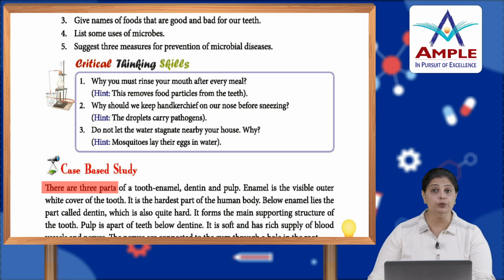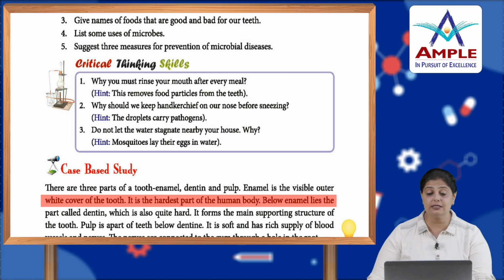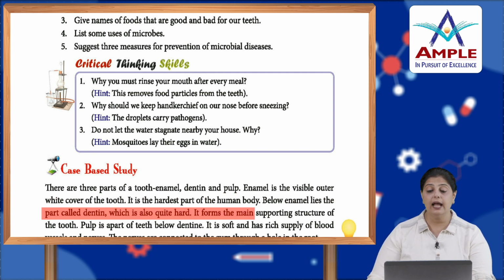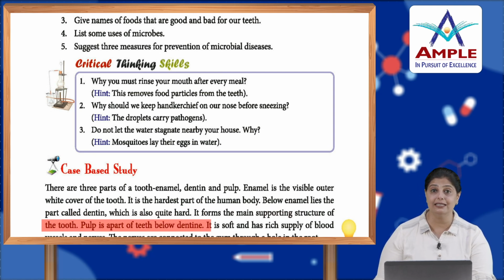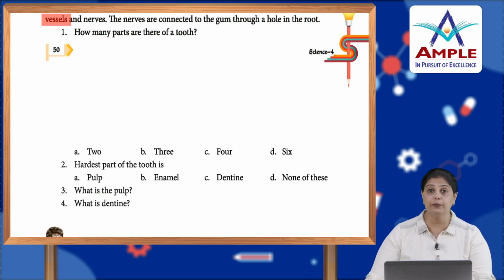There are 3 parts of a tooth: enamel, dentin and pulp. Enamel is the visible outer white cover of the tooth. It is the hardest part of the human body. Below enamel lies the part called dentin, which is also quite hard, and it forms the main supporting structure of the tooth. Pulp is the part of the tooth below the dentin. It is soft and has a rich supply of blood vessels and nerves. The nerves are connected to the gum through a hole in the root.